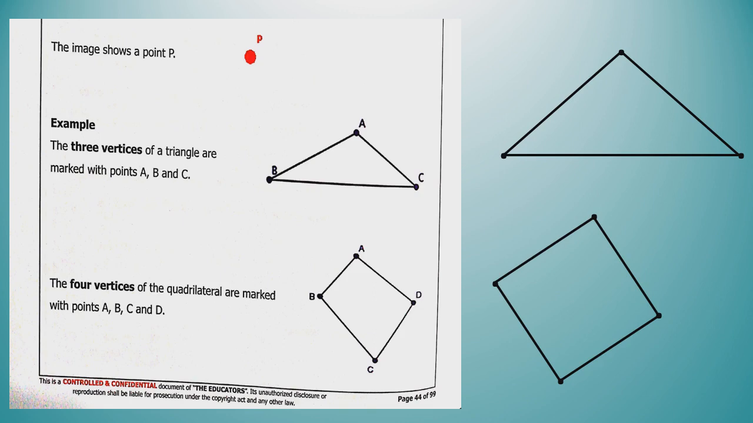Now understand point with an example. The three vertices of a triangle are marked with point A, point B, point C. The four vertices of the quadrilateral are marked with point A, point B, point C, point D.